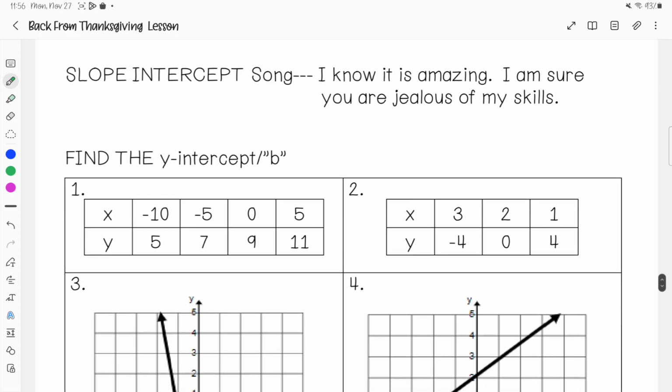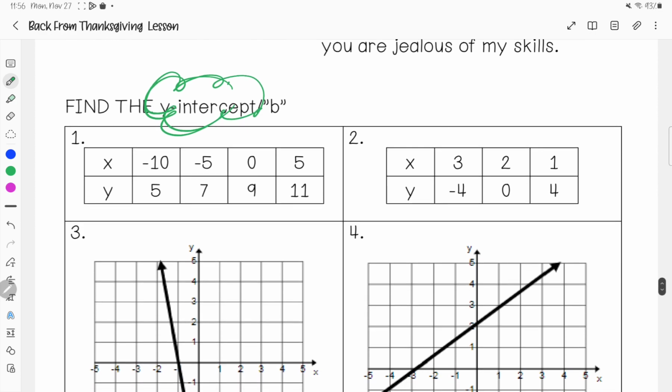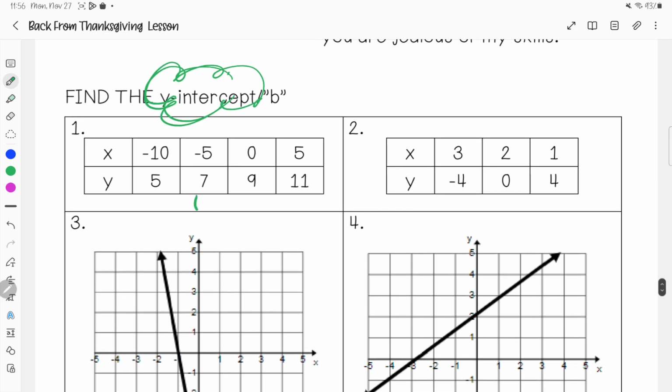So our b is the y-intercept, and it is crucial that you know this. If we were to plot all of these points, negative 10 and 5, negative 5 and 7, 0 and 9, 5 and 11, one of those points would land on our y-axis. So we're looking for the one where x is 0. This is the number that I need right there.